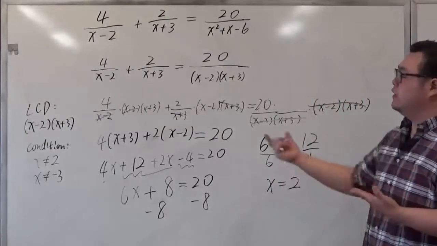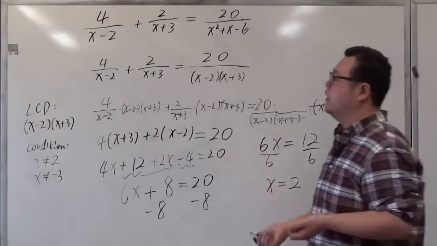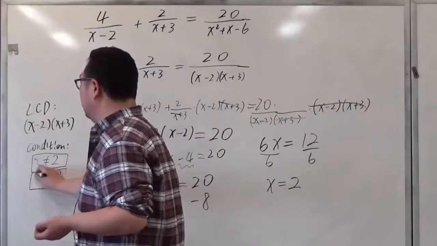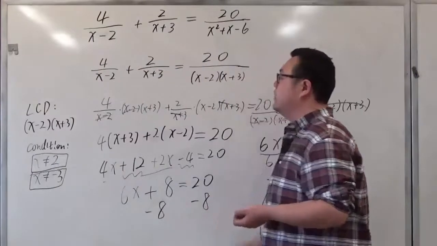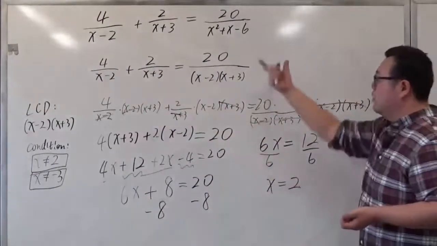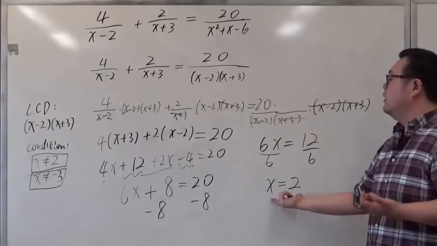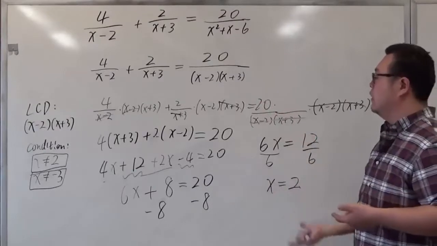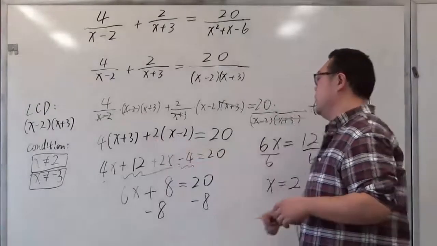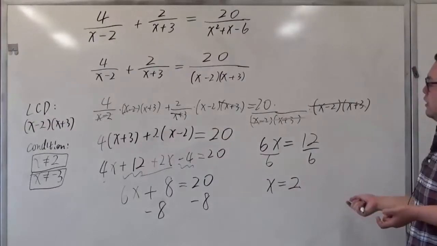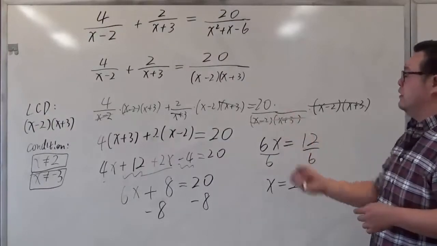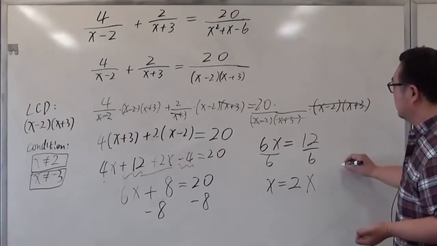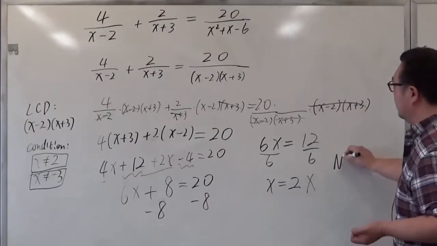But we're not done yet. We still need to go back and check our conditions. The conditions say x cannot equal 2, and x cannot equal negative 3, since they are on the denominator. When we go over the whole process, we found x can only be 2, but our conditions say it cannot be 2 as long as it's on the denominator. So this 2 cannot be the solution. For this equation, we actually have no solution.